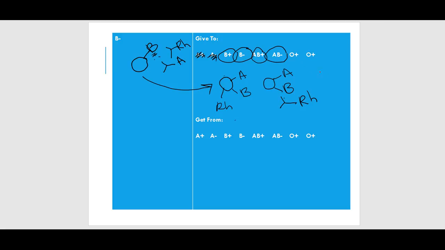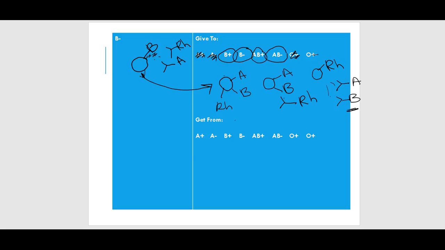Let's look at O positive. O positive blood has the Rh antigen only, and the blood has anti-A and anti-B antibodies. That means that we cannot put these red blood cells with the B antigen into this O positive blood because the antibody right here would meet up with this antigen and cause it to clump.